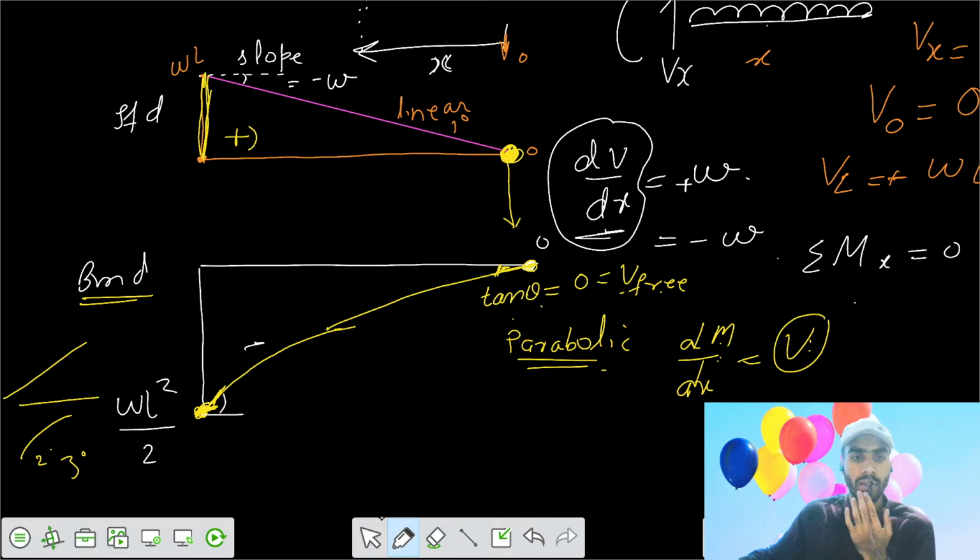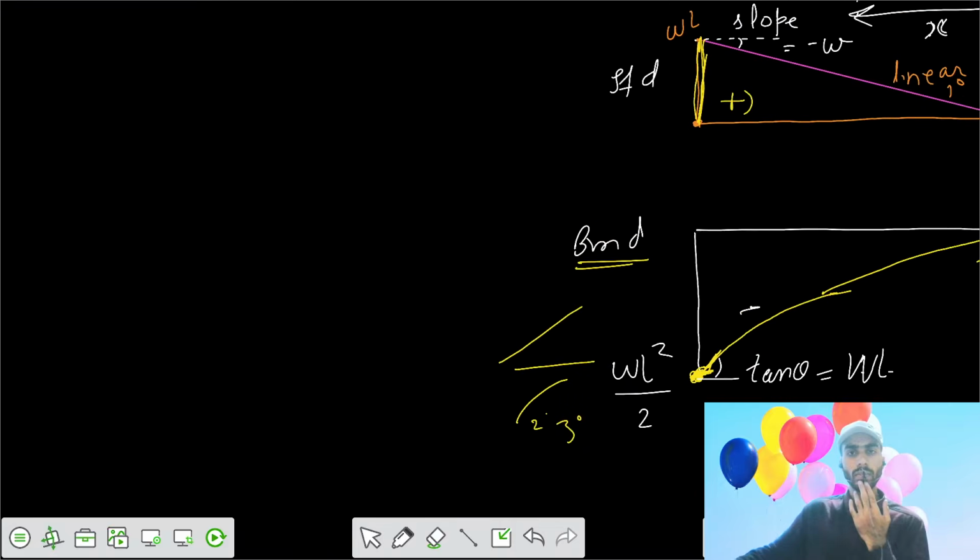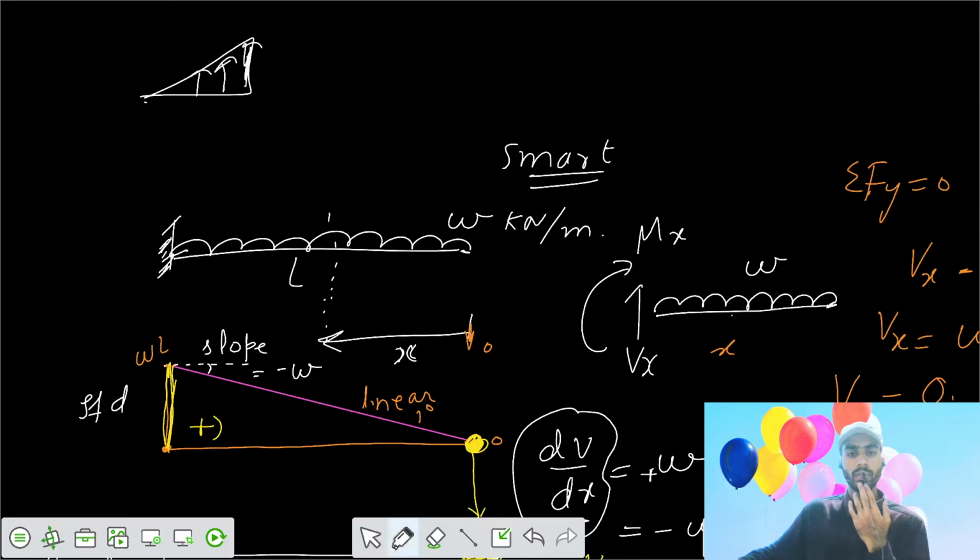Then tan theta equals the shear force at this section, which equals W into L. So for this curve, where theta is 0 here, the deflected shape is of hogging nature.